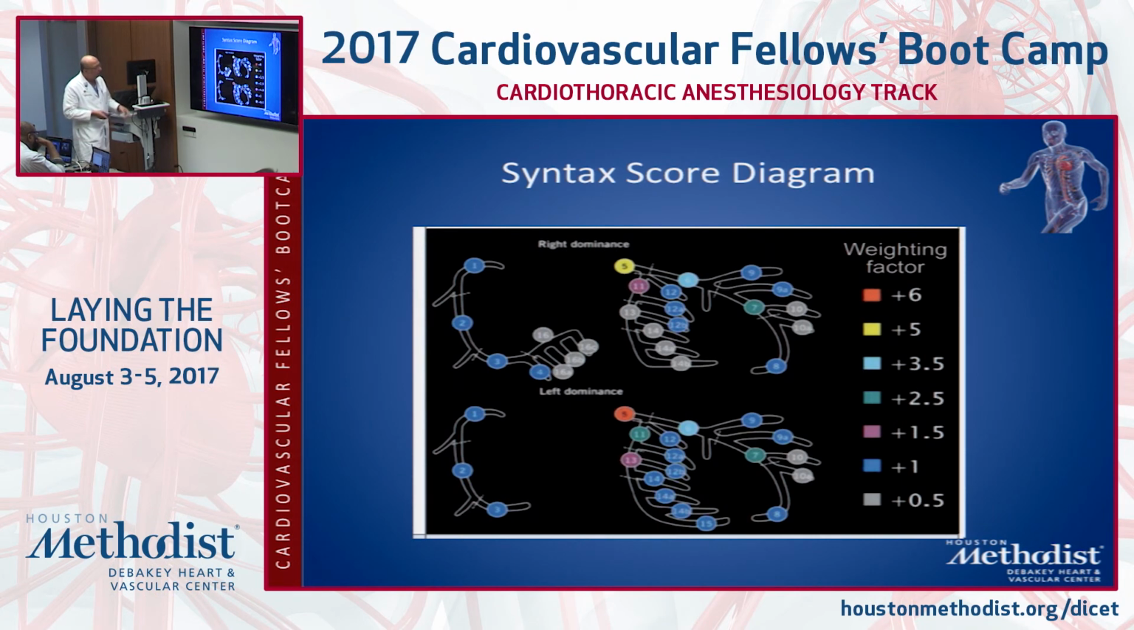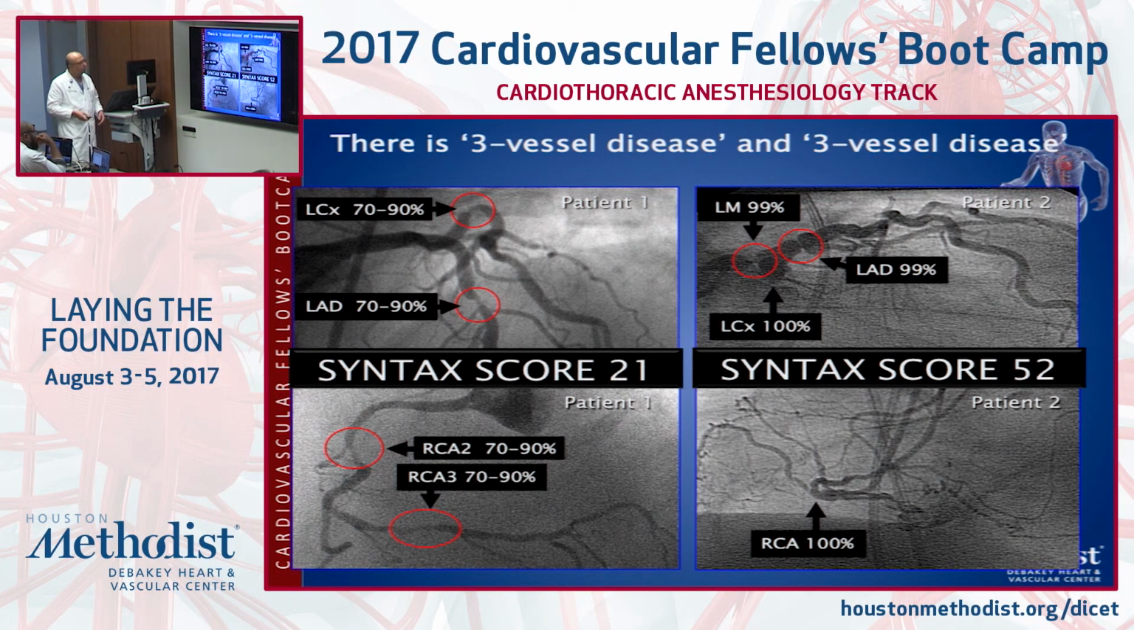And this is one snapshot of a SYNTAX score diagram. What they do is they look at each vessel and each branch of each vessel, and they assign a score to it. So you can see that you have to go through an angiogram and go through the different views. There's a methodology and a way of doing it. You look at each specific view and you score the vessels, and then you come up with a score at the end of that. And so there's three vessel disease and there's three vessel disease.